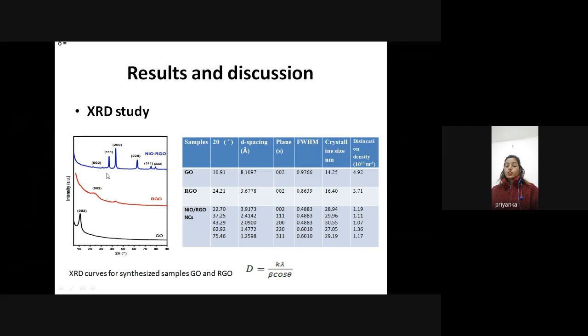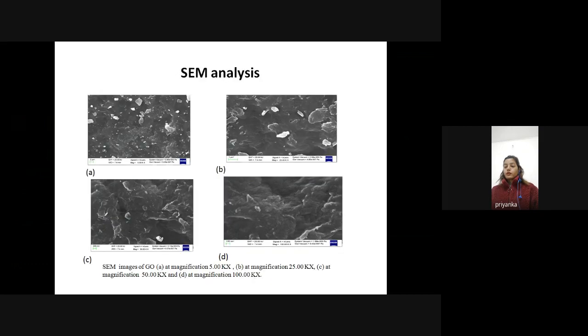For NiO-RGO nanocomposites, we have observed 5 peaks, and the 2 theta values are shown in the table. Here we can see we have also observed a peak corresponding to RGO at 2 theta equal to 22.70 degree. And we have also calculated the crystallite size of the synthesized nanoparticles by using the Debye-Scherrer formula.